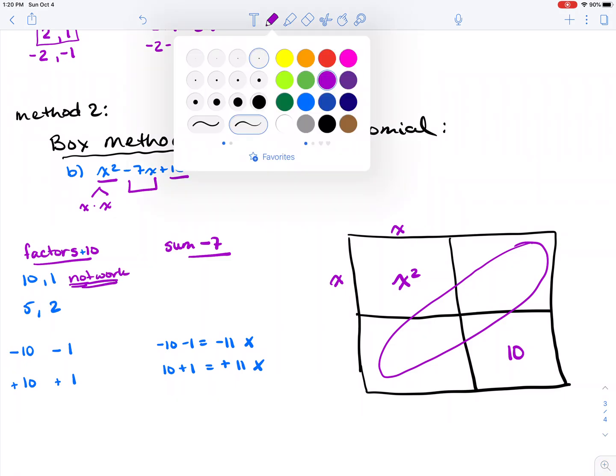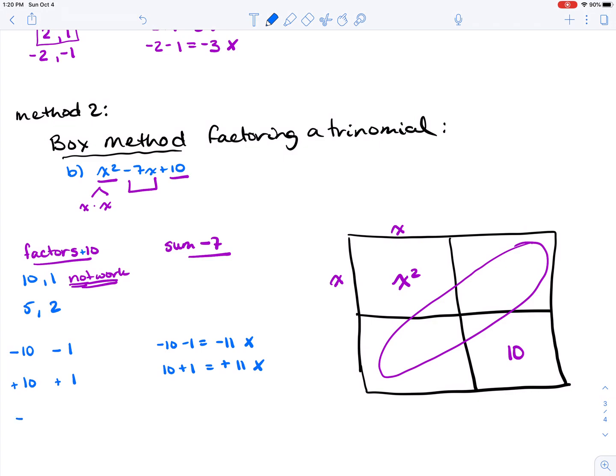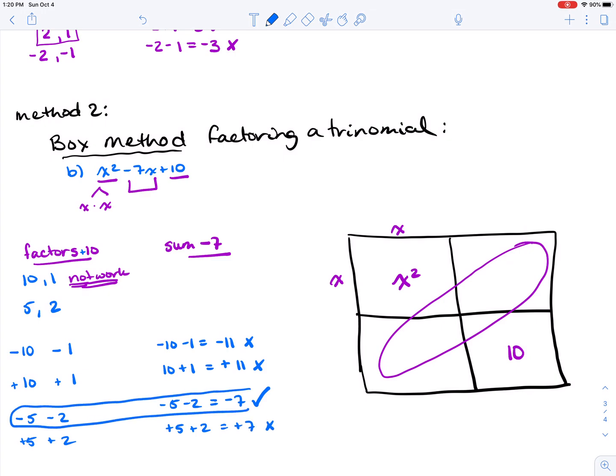Let's try the 5 and 2. So I have -5 and -2, or I have +5 and +2. So -5 minus 2 equals -7. Okay. +5 plus 2 equals +7. No. So this is my answer.